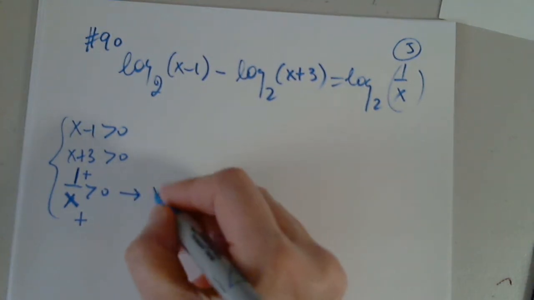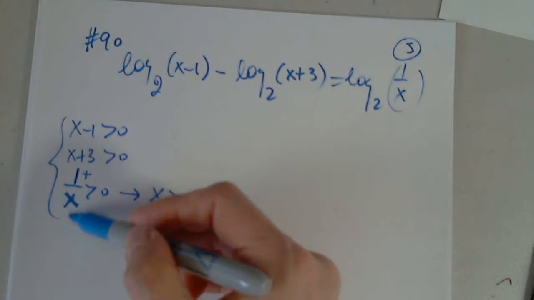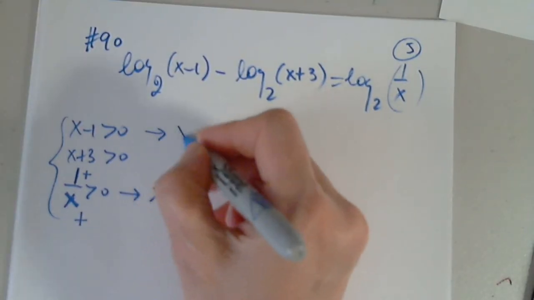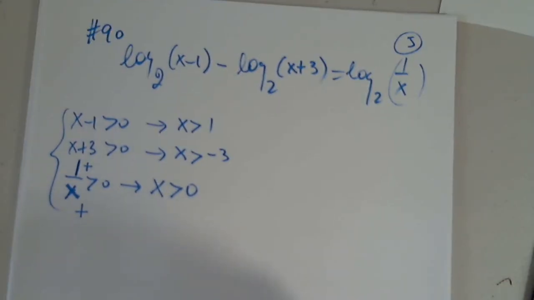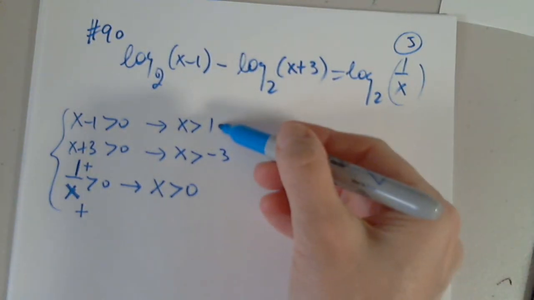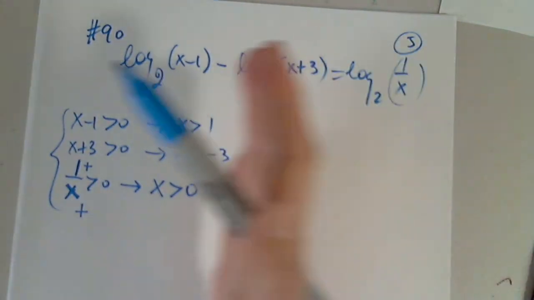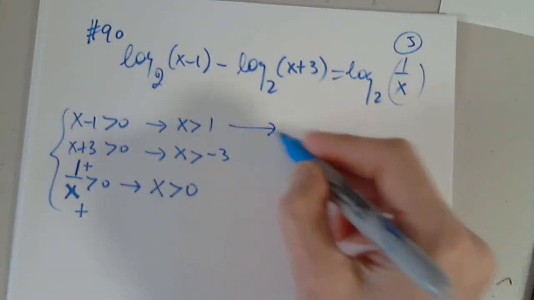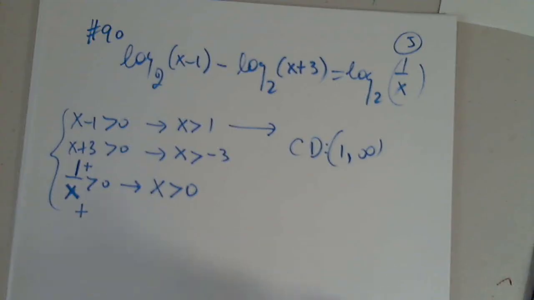So from here, this is a very simple situation. I just want to make sure that x is positive, because otherwise I will not have 1 over x being positive. This one says greater than 1, and this one means greater than -3. Since they're all greater, it's the larger one. So -3 to infinity, 0 to infinity, 1 to infinity. So this is it. The common domain is 1 to infinity.